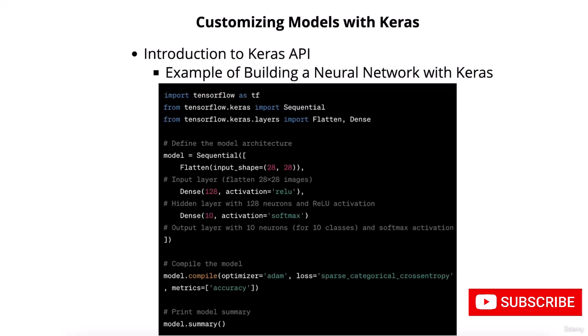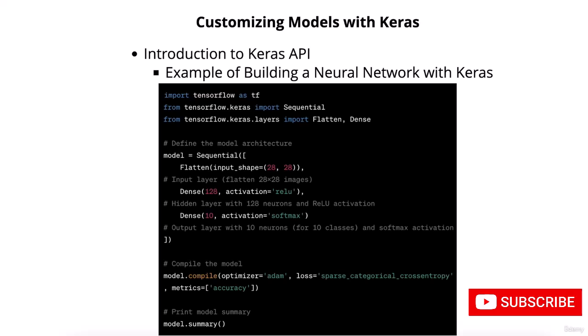Example of building a neural network with Keras. Here is a simple example of building a neural network for image classification using the Keras API. In this, you'll probably see first I'm importing TensorFlow as tf. Next, from tensorflow.keras, I'm importing Sequential. Then from tensorflow.keras.layers, I'm importing Flatten and Dense.